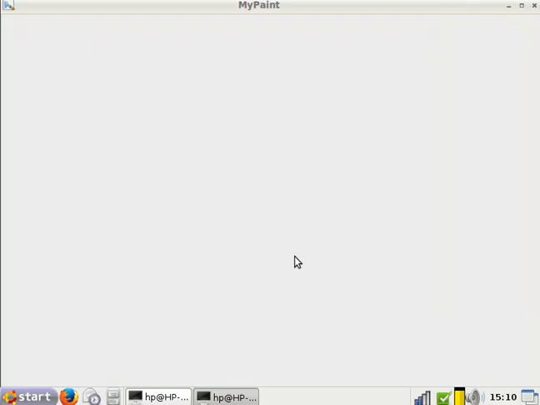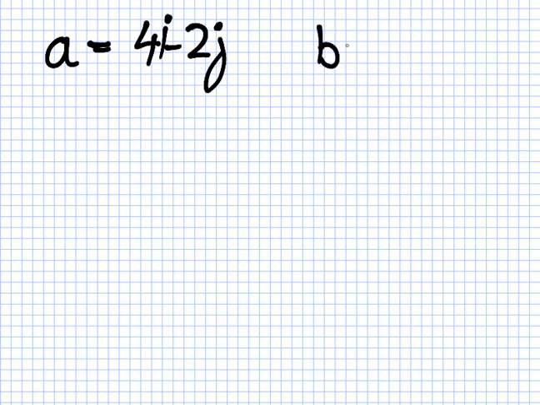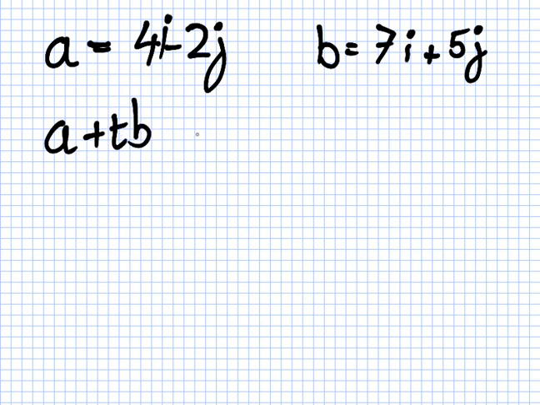Okay, so number 8 here says, they give you A and B. You can all see? Yeah? Okay, so they give you A and B. They say A is 4i minus 2j, and B is 7i plus 5j. And I say find t so that A plus tB is only in the i direction.